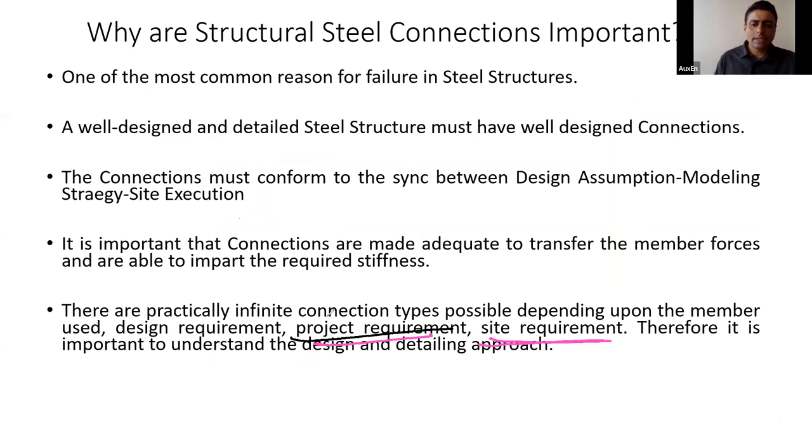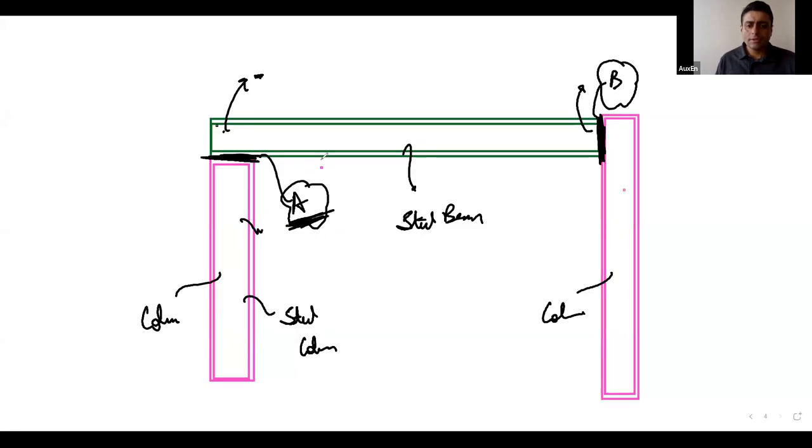Okay. By the way, which is better in your view? Which of these two is a better connection, A or B? Hello, A or B, which is better? Many of you are saying A. Why is A better? Asad is saying B. A, easy to erect. Yes, A is actually easy to erect. And also because A provides an active support for the beam from the column.